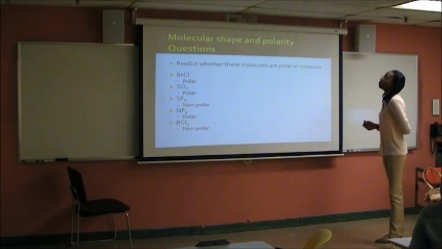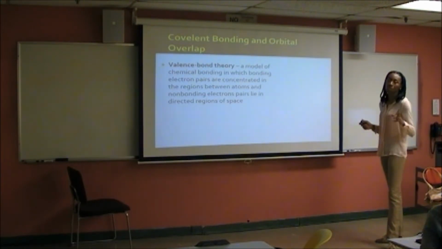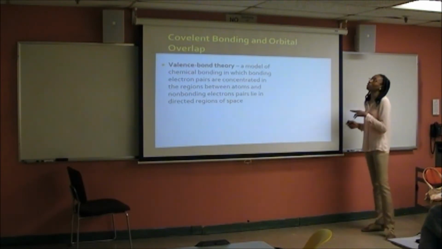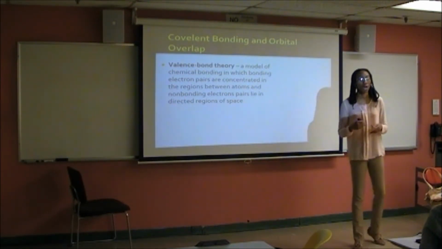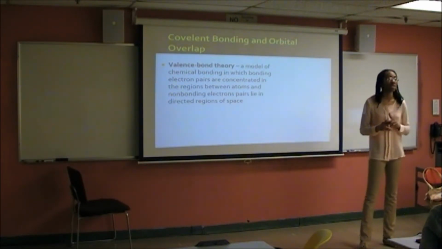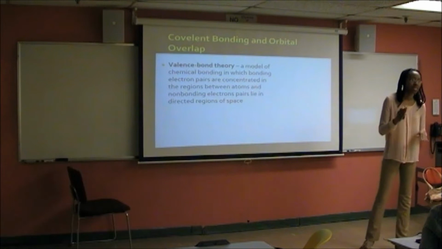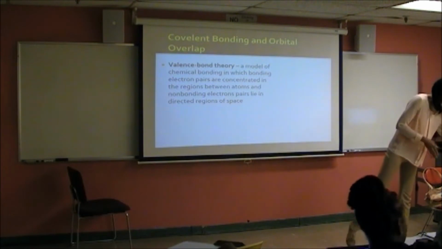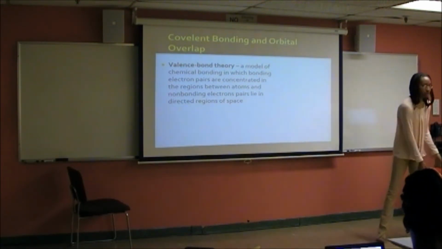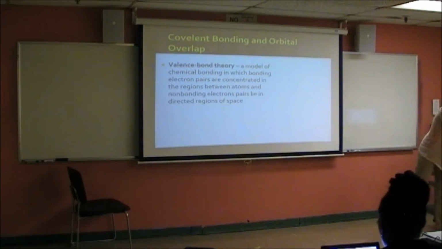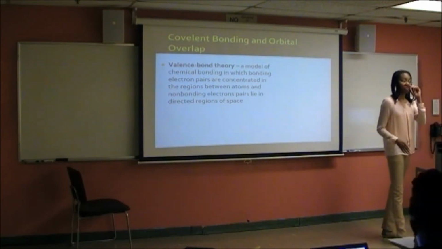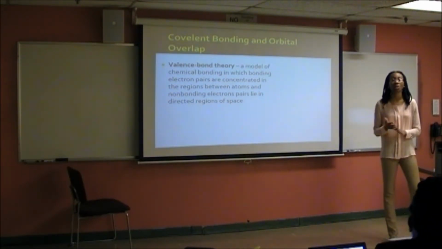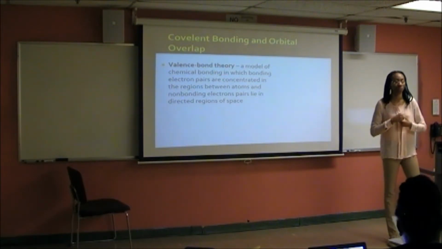All right? So, switching gears a little bit, we're going into covalent bonding and orbital overlap. We have the valence bond theory. All the valence bond theory is telling us is that our valence electrons are what actually does our bonding. Okay? So now let's see. Which orbital is our valence electron in for hydrogen?